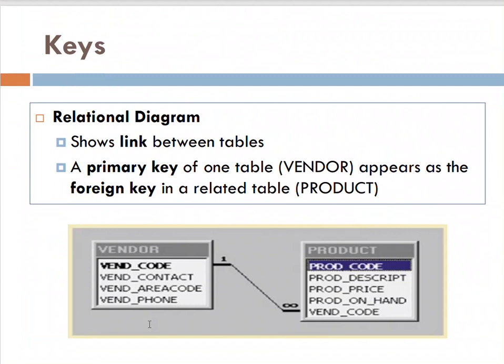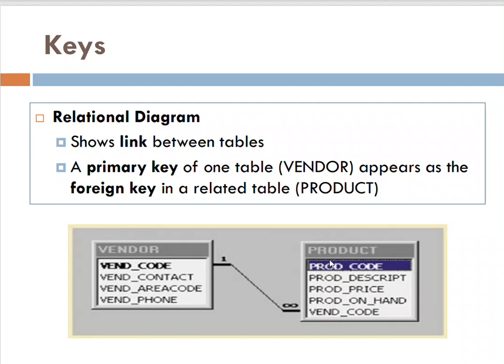Okay, this is a relational diagram. We have seen this in chapter 2. It shows the link between tables. Okay, table vendor, then all the attributes are written here. And then vendor code, this is the primary key, is bold in the relational diagram.